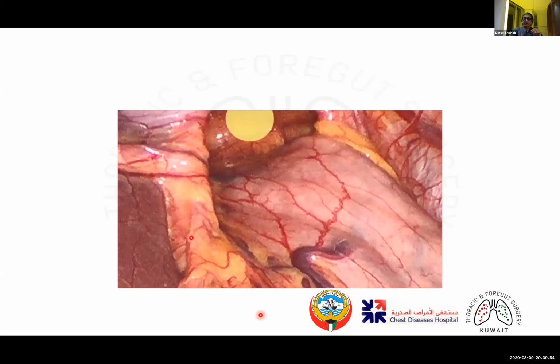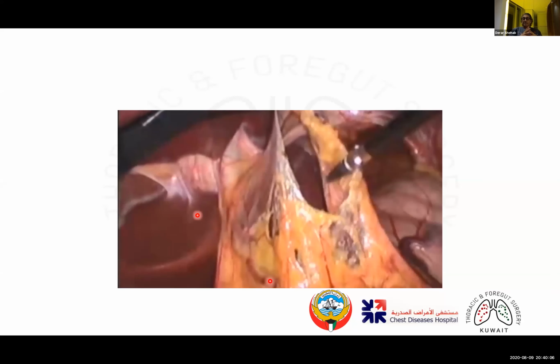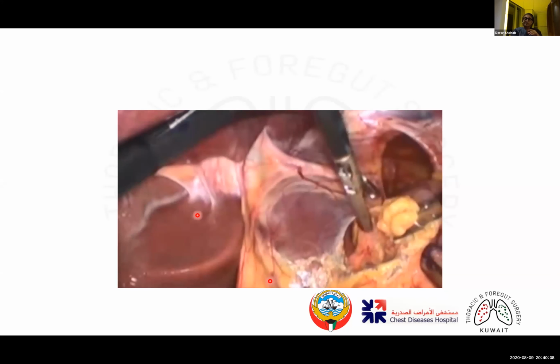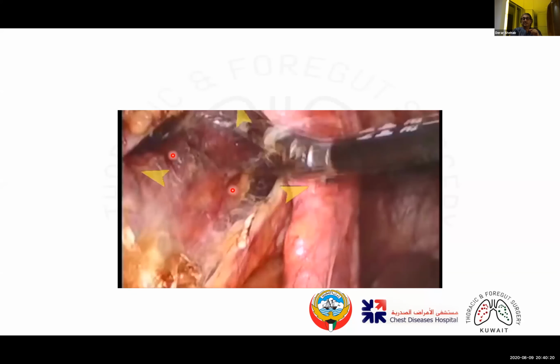Now, this is a quick video here. It shows the hiatus here, the wide hiatus. The shiny part is actually the sac. I usually start the surgery by opening the lesser sac, and then identify the right crus and the left crus. Here, we are mobilizing the esophagus and resecting the sac. Now the sac is gone.